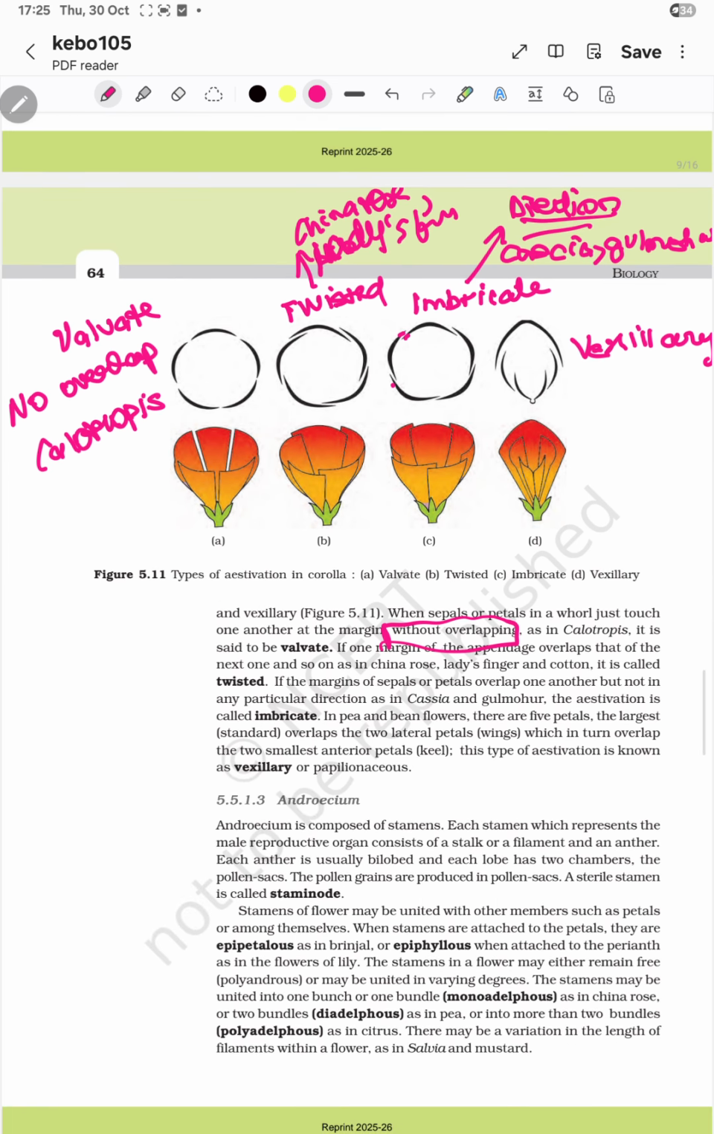Then vexillary estivation, 5 petals are there. One is the standard petal, these are wing petals, and this is a keeled petal. This is P and B.